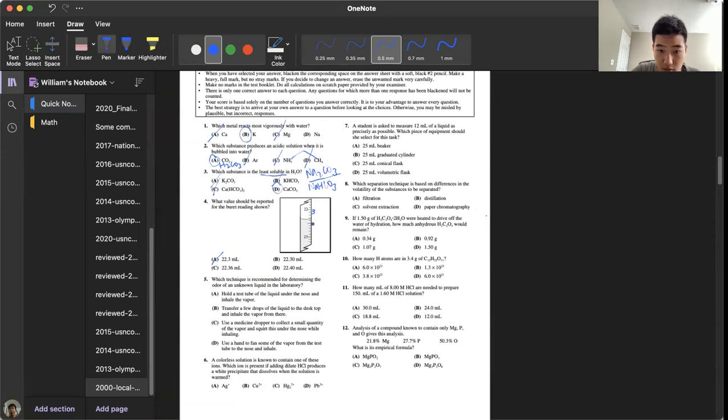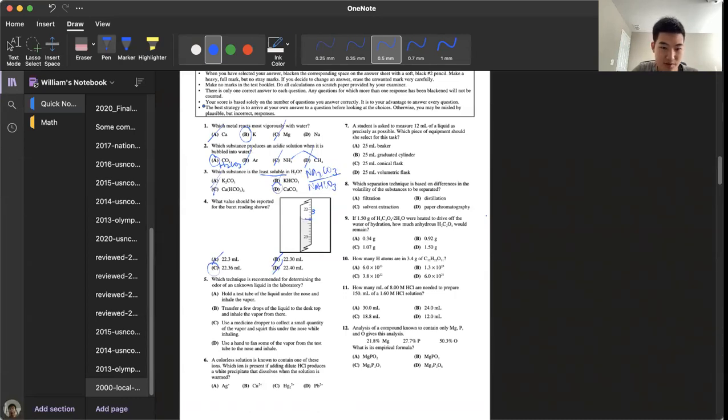And then if you look at the bottom of the meniscus, it's in between 22.3 and 22.4. Try to draw a horizontal line. So that hundredths place digit is just kind of a guess. So you can put whatever you want, but it's definitely not 0 in either case. So it's C.